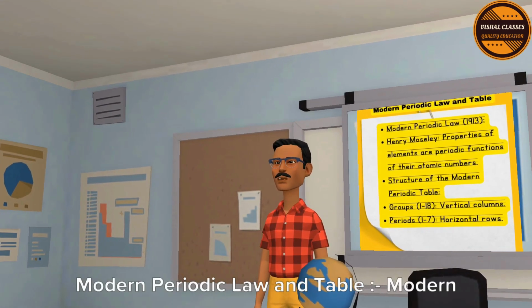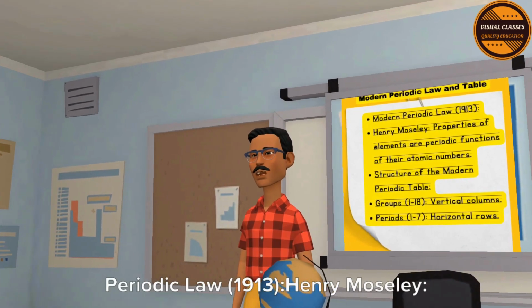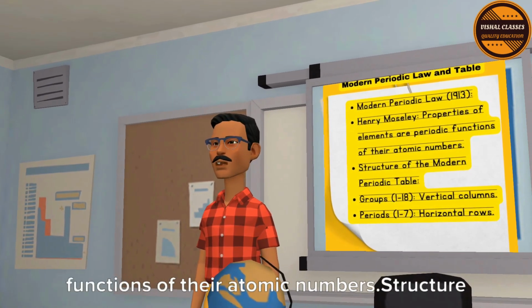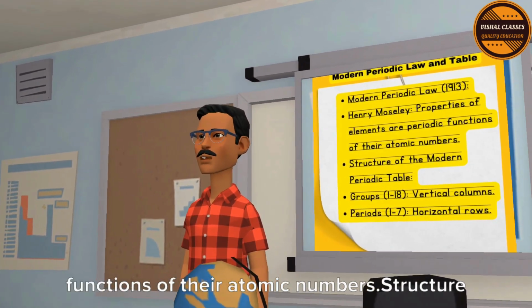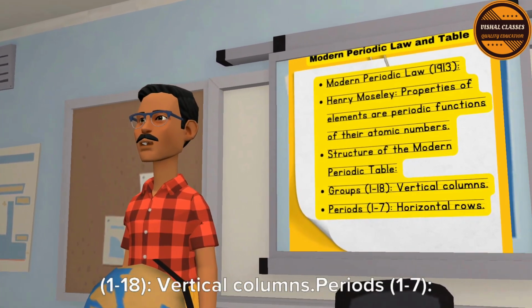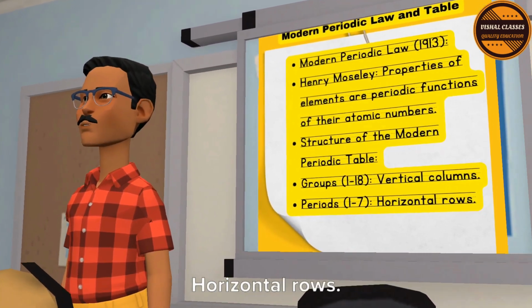Modern periodic law and table. Modern periodic law, 1913, Henry Moseley: properties of elements are periodic functions of their atomic numbers. Structure of the modern periodic table: groups 1-18, vertical columns. Periods 1-7, horizontal rows.